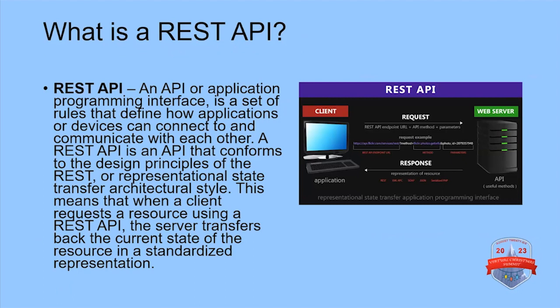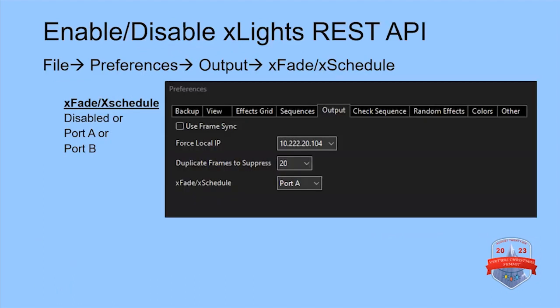Now, how can you do that and utilize the xLights REST API? Well, the first thing you have to do is inside of xLights, you need to go into File, Preferences, Output, and you need to enable xFade xSchedule, which is disabled by default. And you need to assign it to port A or port B. Now, the reason why you need to do that is this is how you can talk to the API and make requests and get responses. So this is the first thing you need to do, okay?